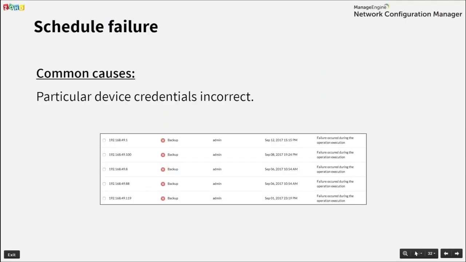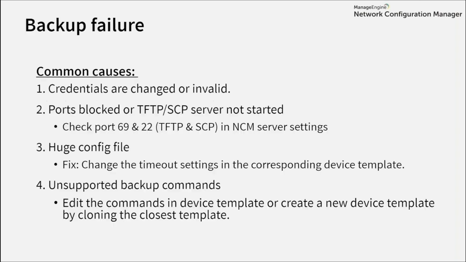So while trying to schedule backup, you might face the scheduled failure error. This could be due to the device credentials being incorrect. They would have been correct when you first entered them, and later the device credentials would have been changed, and you would not have changed that in the NCM. So you can go and check your device credentials and correct them, and the scheduled backup should happen as required.